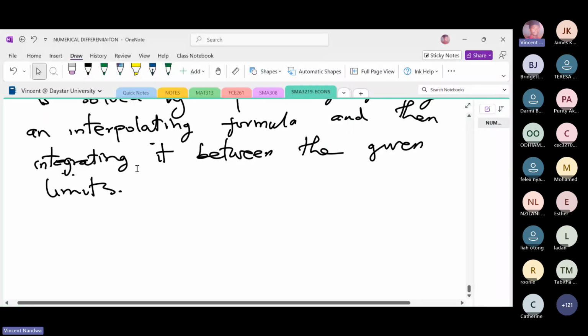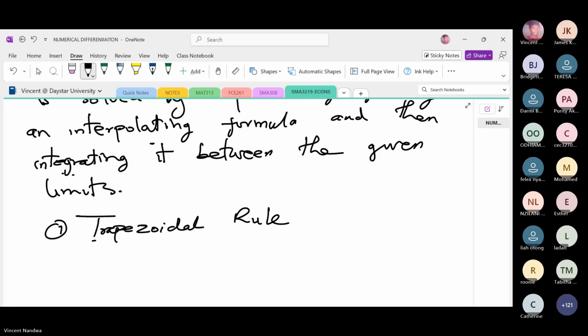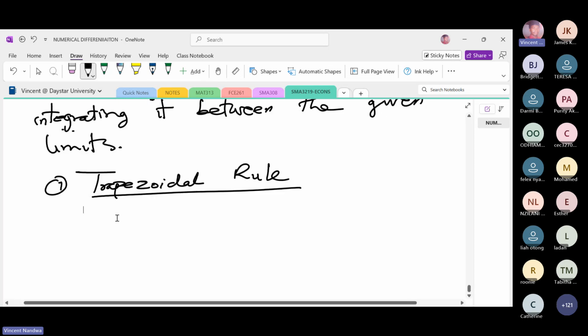So I will state different methods of carrying out numerical integration without deriving, but I'll encourage you to check the derivation process. They are not very hard to follow. So the first one is what we call the trapezoidal rule. The trapezoidal rule is not very new. You did it in Form 4, but we'll still discuss the same.